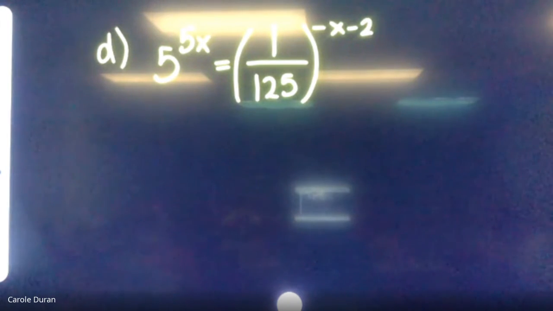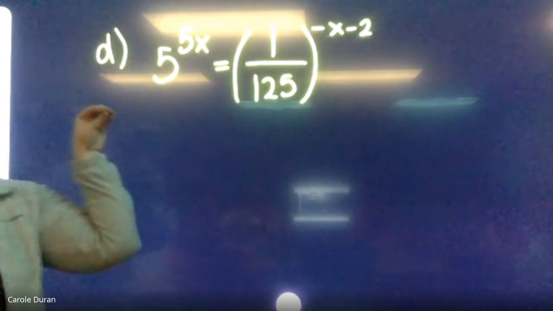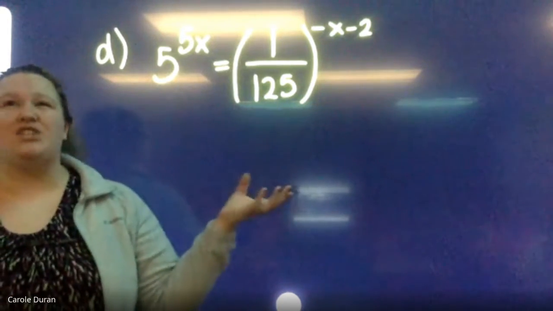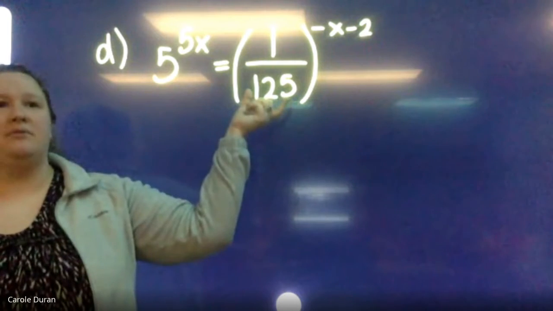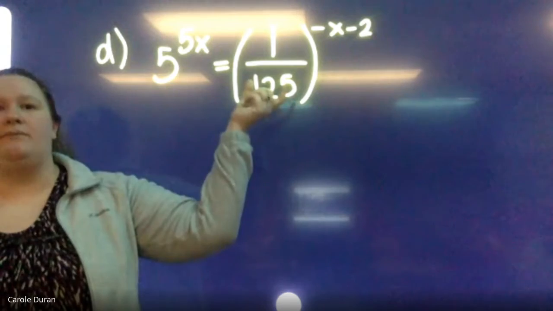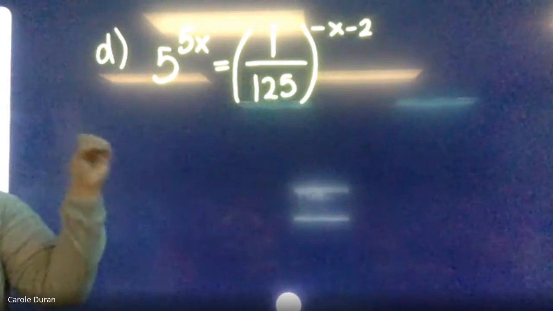The first thing I have to ask myself is, is there anything that I can break 5 down into so it goes to a different base? No. So that means I'm dealing with a base of 5. That is a certainty in this problem, which means my left side is going to remain untouched, and my right side is what I'm going to have to change. The only number that I can change here is 125. Is there any way to rewrite that with a base of 5 using an exponent? 5 times itself how many times equals 125?